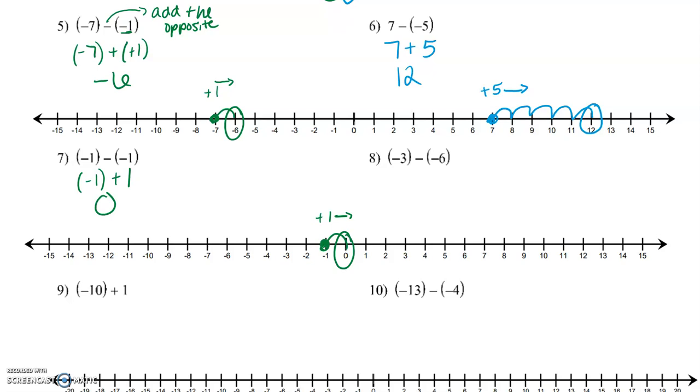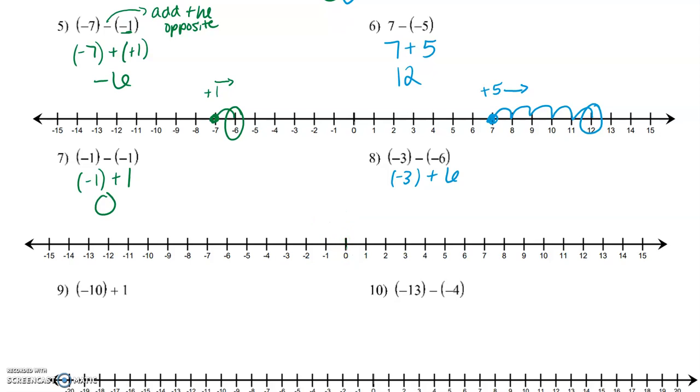Let's take a look at number 8. We have -3, oh, no minus. When we see that subtraction sign, we need to say add the opposite. So we have -3 plus the opposite of -6, which would be +6.